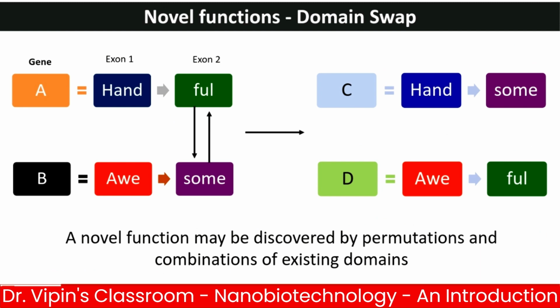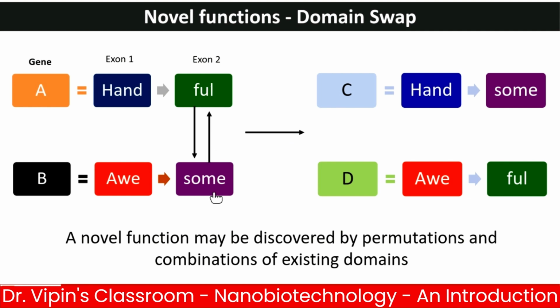So here we talk about how you can have new functionality by exchanging domains between proteins. If you see here, this is gene A, it has exon 1 that codes for hand, exon 2 codes for full. Likewise, this is gene B coding for awesome. You understand what handful means? Handful means a very small amount. Awesome means, like, this lecture is awesome, right? You guys are awesome. So you can then have an exchange of segments here.